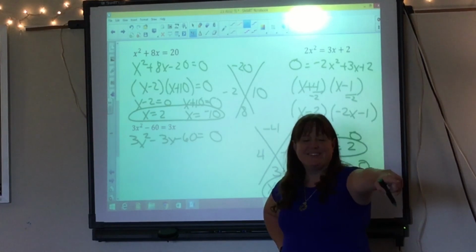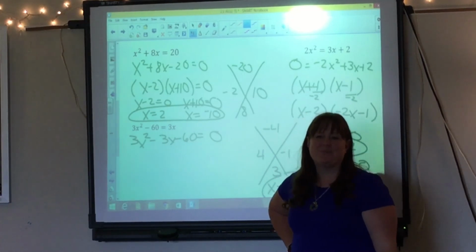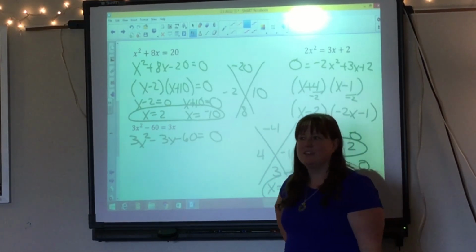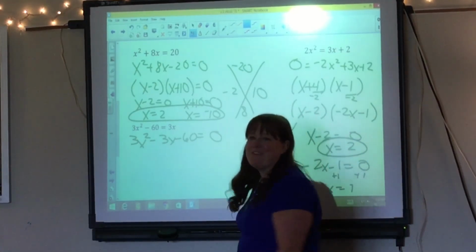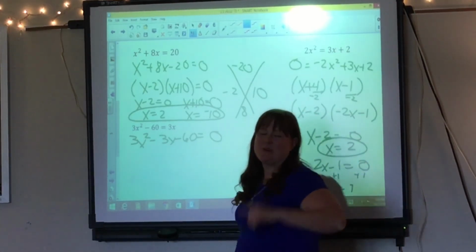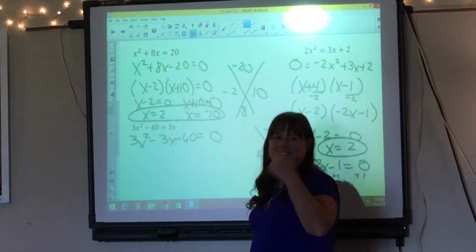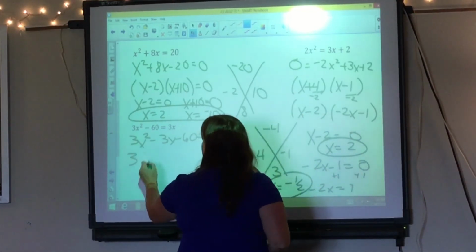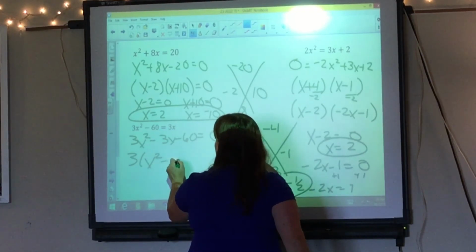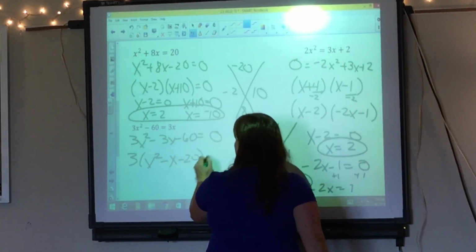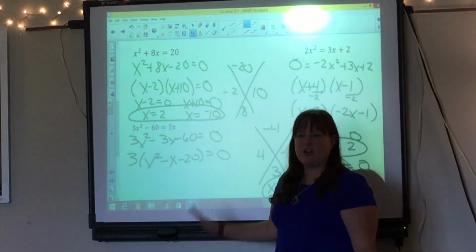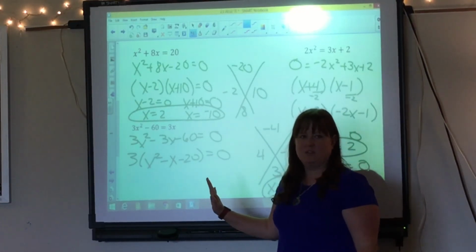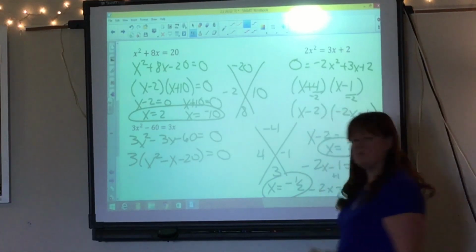Why is it 3? Check for the greatest common factor. Yeah, it's 3. I forgot to do this in 4th period. This is why I'm telling you now. Check for a greatest common factor, because otherwise you're going to come up with something different. See how I can divide all of them by 3? That just makes my head confused.